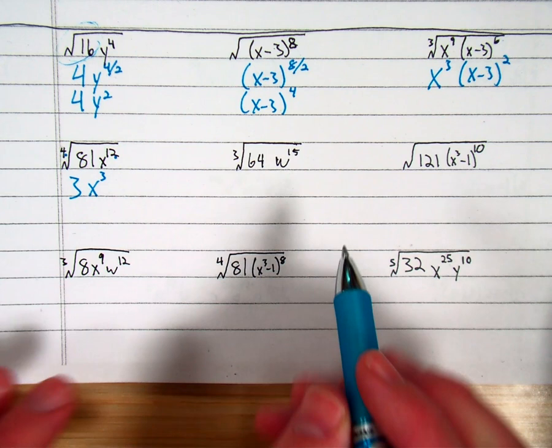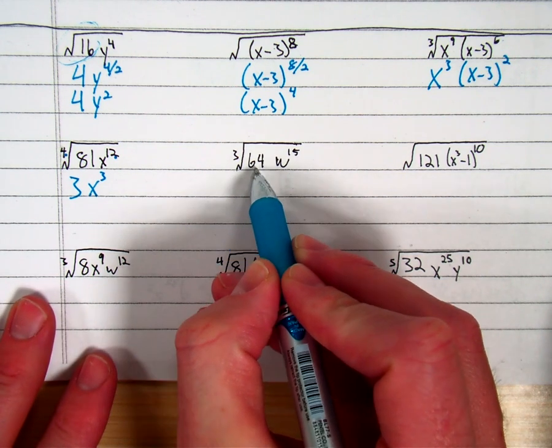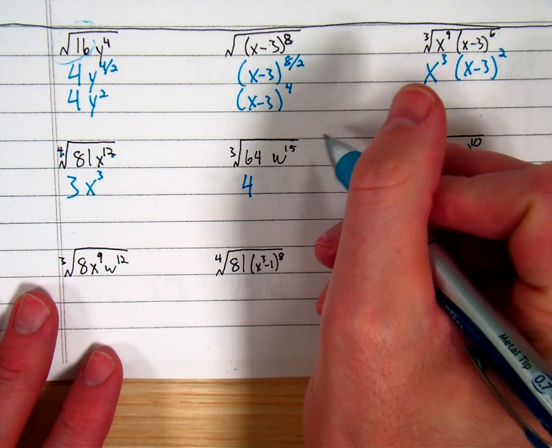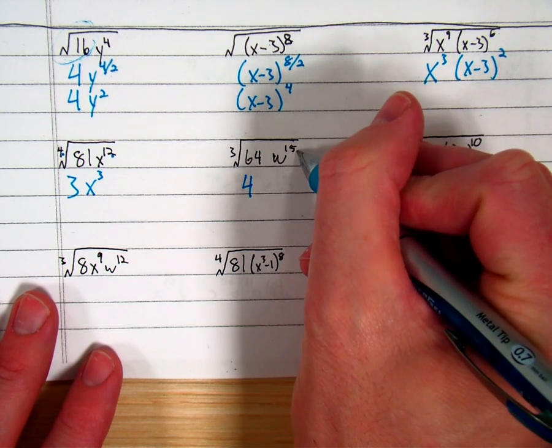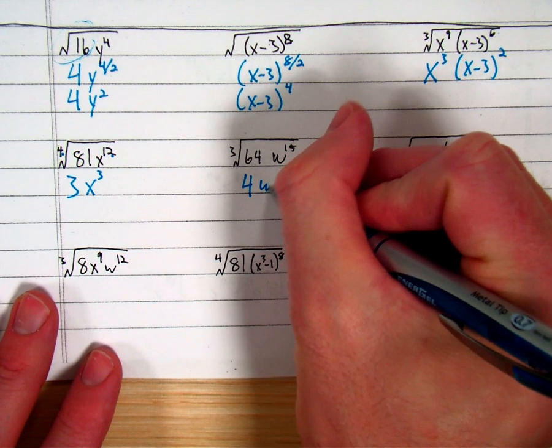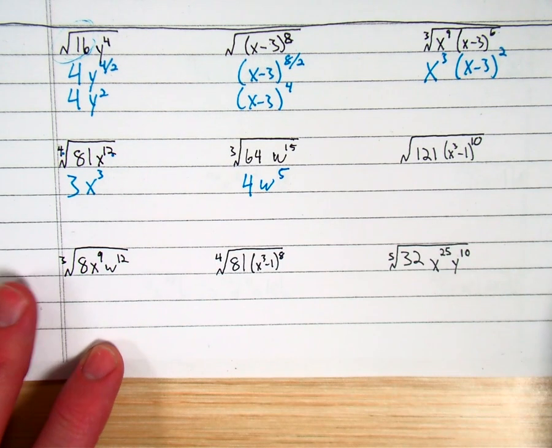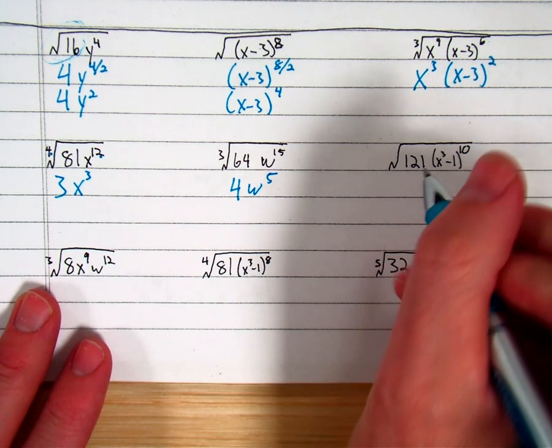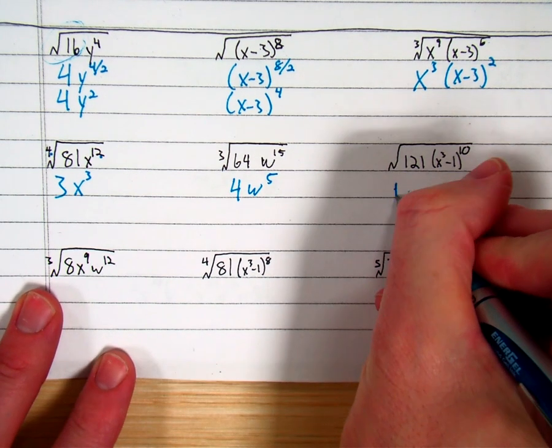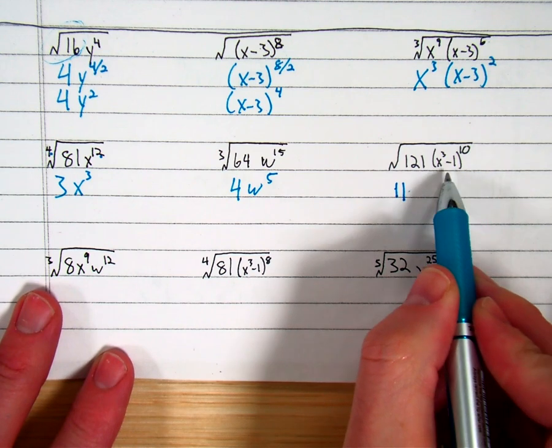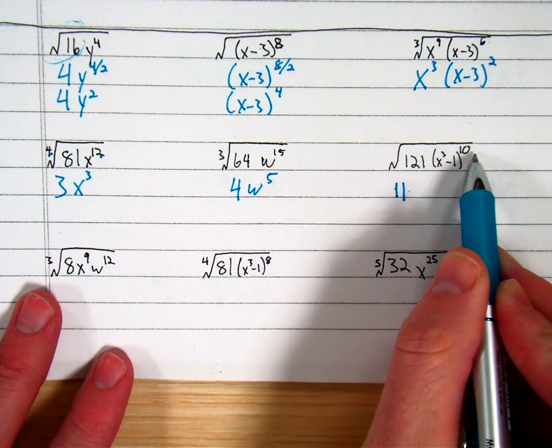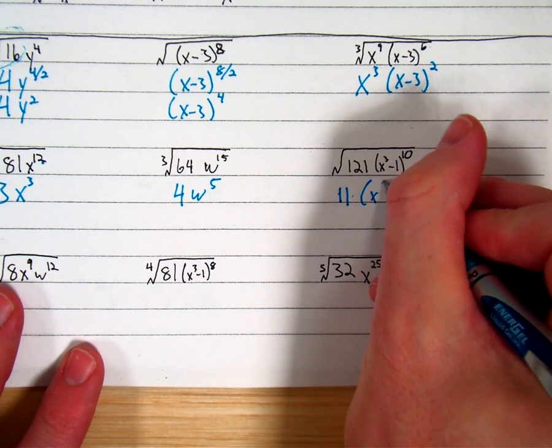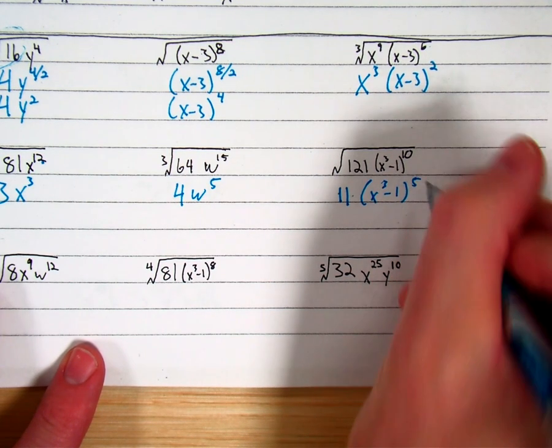All right, welcome back. The cube root of 64, if we look up top, that should be 4. And then w to the 15th, that 15th power divided by 3, it's going to be w to the 5th. Square root of 121, that's not up there. Hopefully we remember that one. That's going to be 11. Okay, and we have a group to the 10th power, square root, 10 divided by 2. We're going to have that group to the 5th.